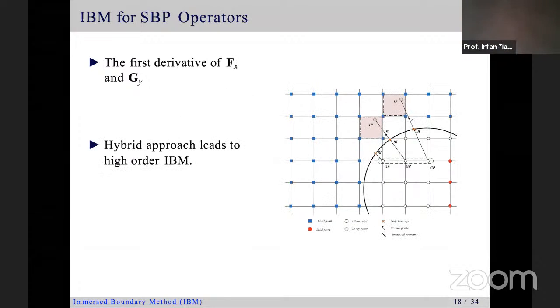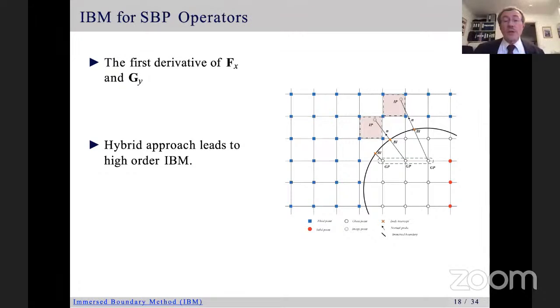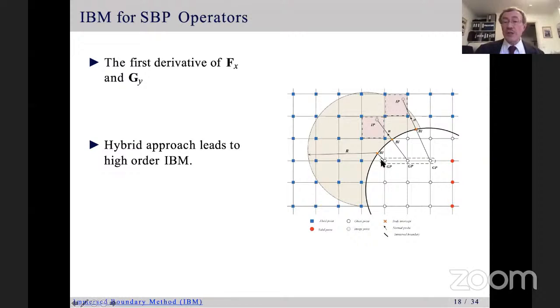So that is the standard way, but we have also another way, a hybrid way, where we do the same procedure as I just explained for the second and third layer of ghost points. But for the first layer, we do something different. We use a weighted least squares method.